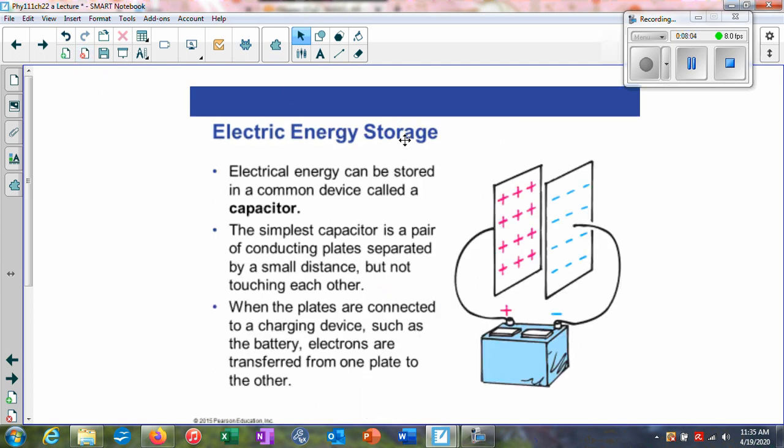Electric energy storage. Electric energy can be stored in a device called a capacitor. This is a component that's part of a lot of the electronic devices that you have at home. I know that they're in cameras, say, because I need to use a lot of energy all at once if I want my camera to provide a flash.